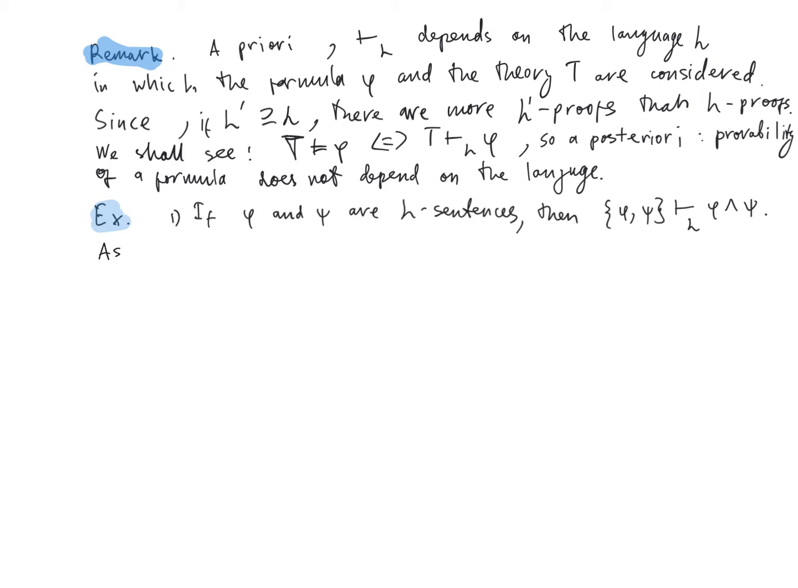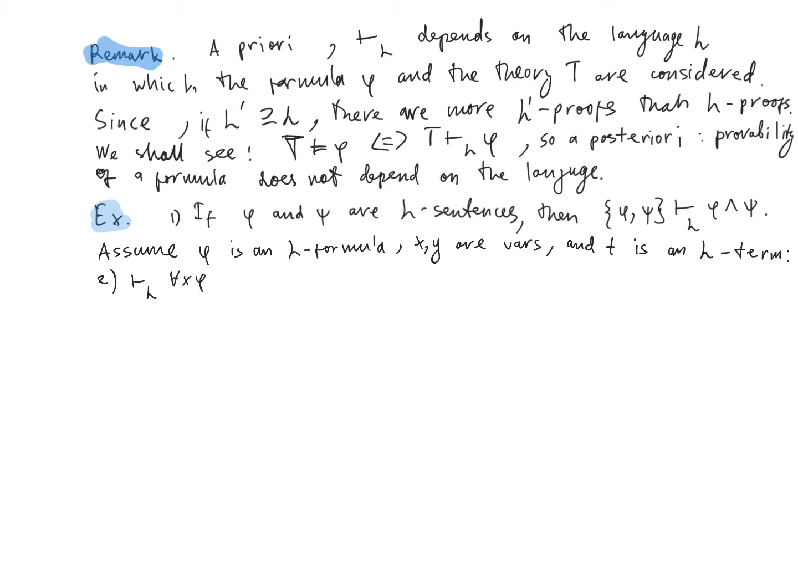For the next examples, we assume that phi is an L formula, x, y are variables, and t is an arbitrary L term. Then we have the following provability statements. 2. First, we have that the formula for all x phi implies phi with t substituted in the place of x is provable.